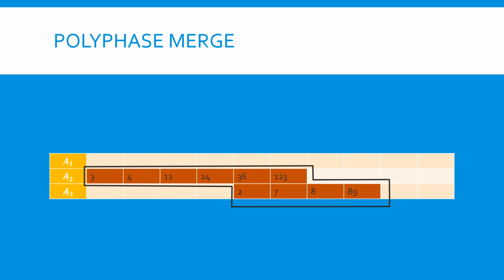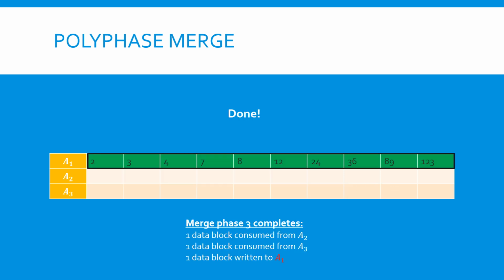Now, A2 contains one data block and A3 contains one data block. We enter a new merging phase and merge these two data blocks. In the last merge phase, we consumed one data block from A2 and one data block from A3. We also write one data block to the output array A1. At this point, we are done with the sorting.